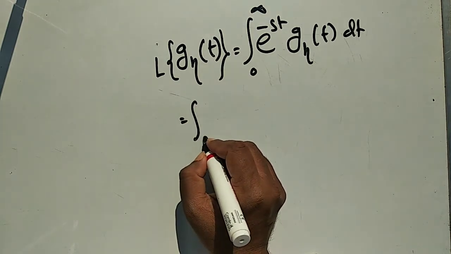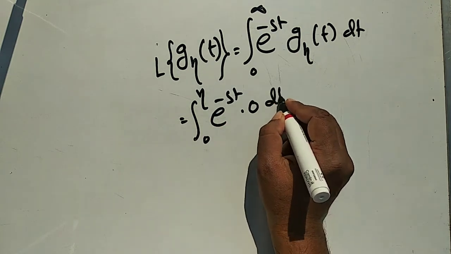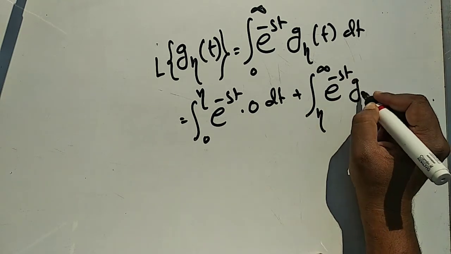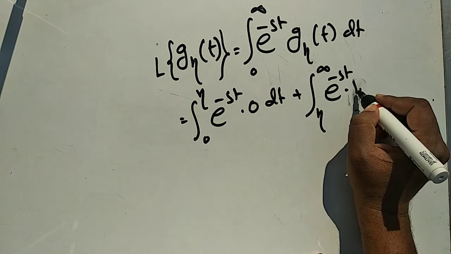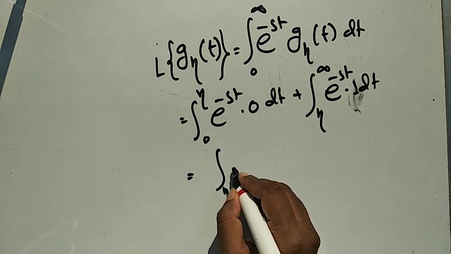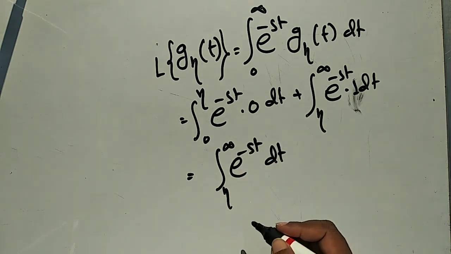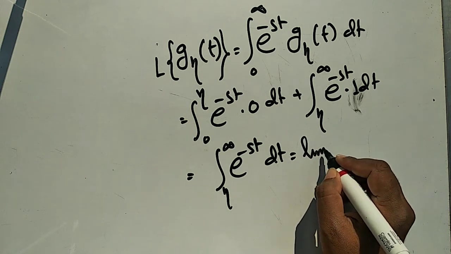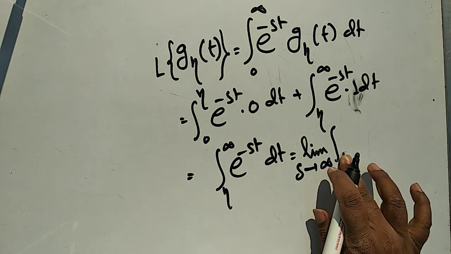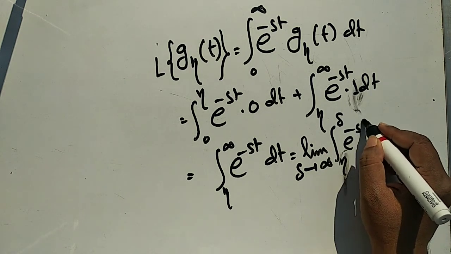ठीक है, इसको हम लोग एट ईटा अगर तोड़े, स्प्लिट करें तो क्या आएगा? Eta to infinity e to the power minus st, 1 dt. So this integral reduces to integral eta to infinity e to the power minus st dt. Okay, now this is same as writing limit delta tends to infinity, integral eta to delta e to the power minus st dt.